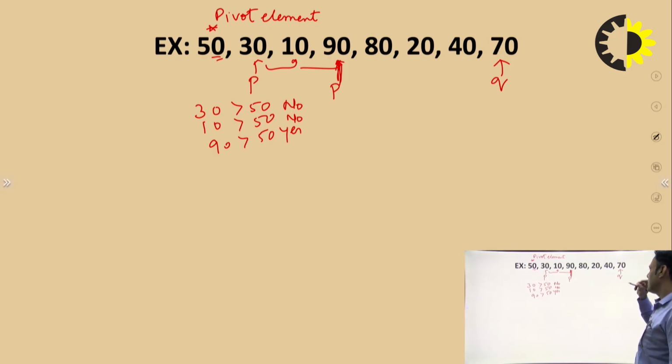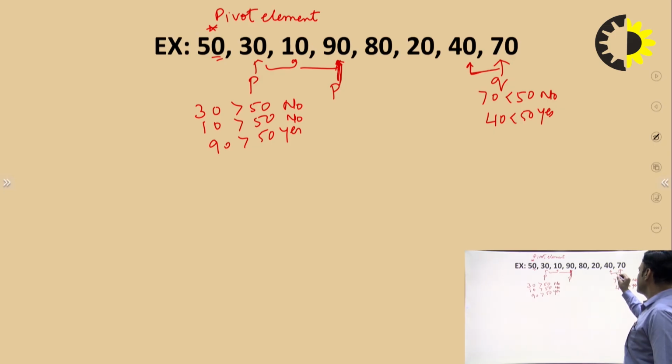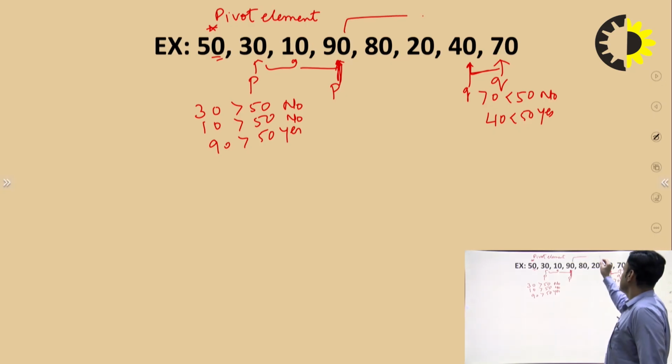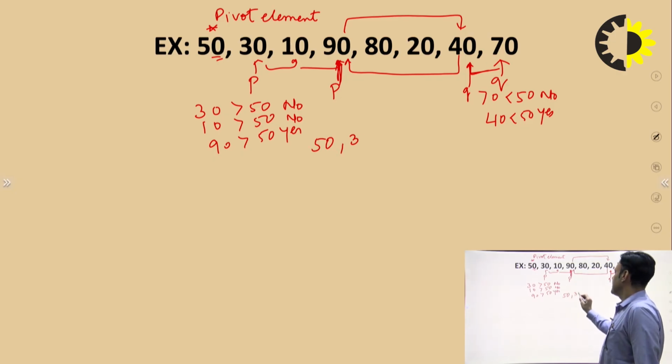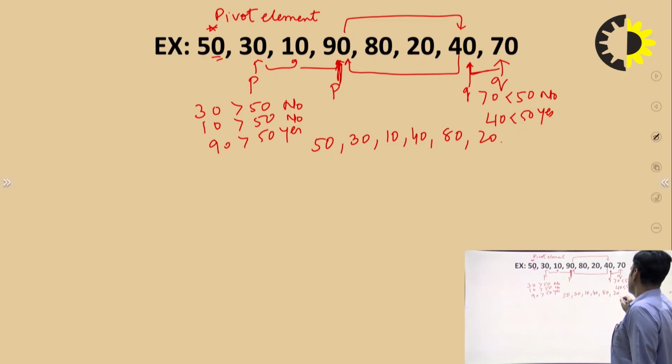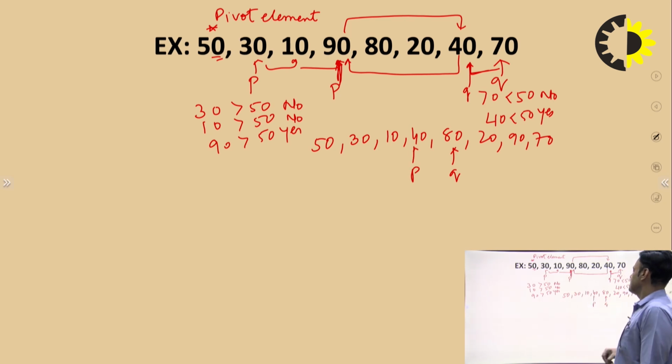Now we will check Q for a smaller value. Okay, is 70 less than 50? No. Now we will decrement. Is 40 less than 50? Yes. Now Q will decrement here and we will stop. After doing this, we will swap these two elements. Now the list will become 50, 30, 10, 40, 80, 20, 90, 70. Now Q is here and P is here.